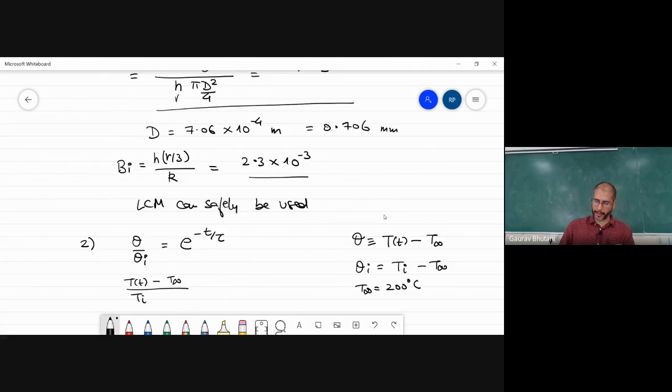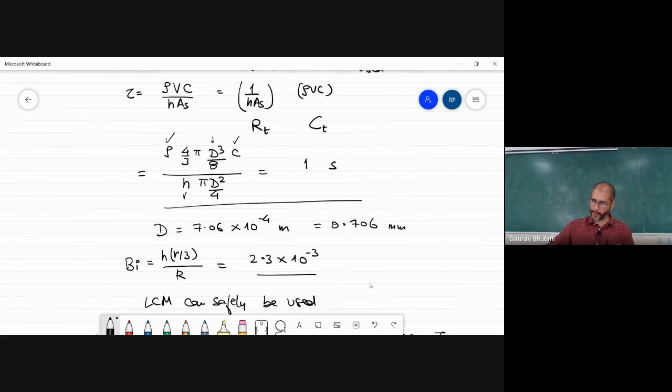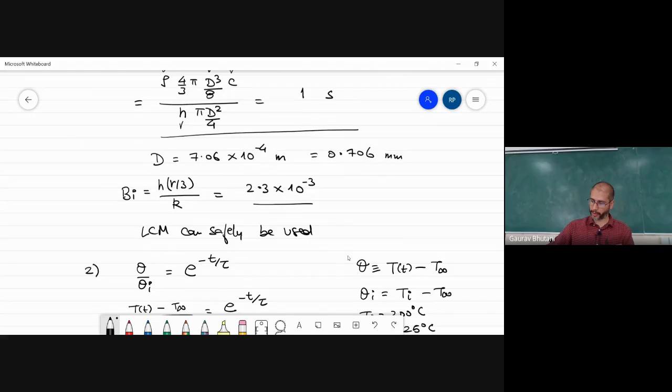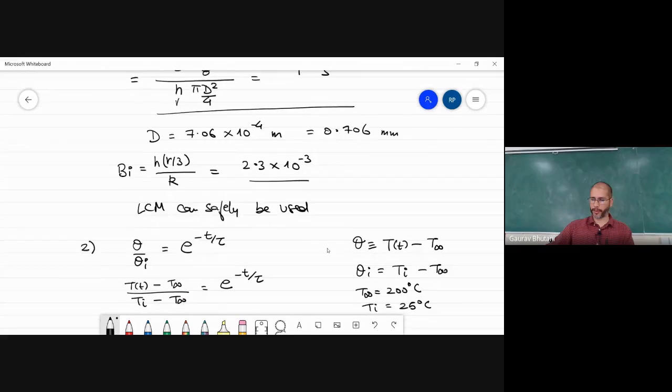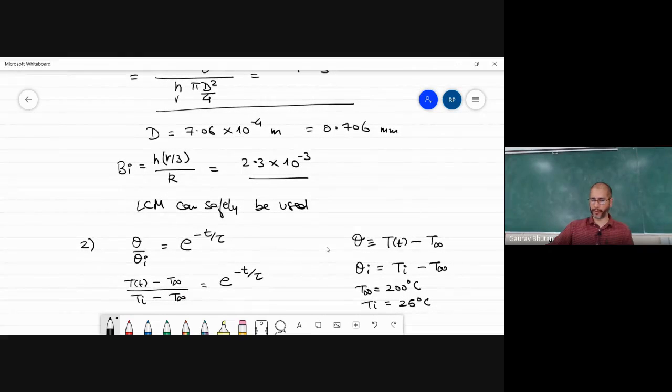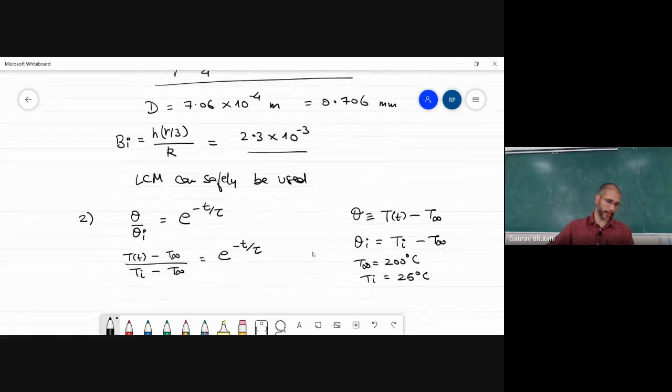And Ti is the initial temperature, which is 25 degrees centigrade. And this is equal to e to the power of minus t upon tau. And tau we just calculated. In this case, tau is 1 second. Okay, so we have designed this thermocouple for 1 second. So this becomes 1 second.